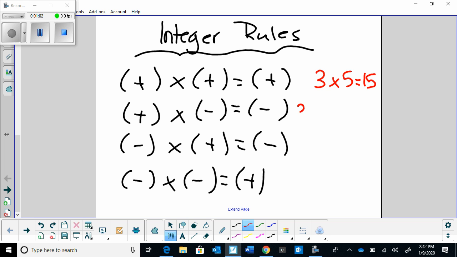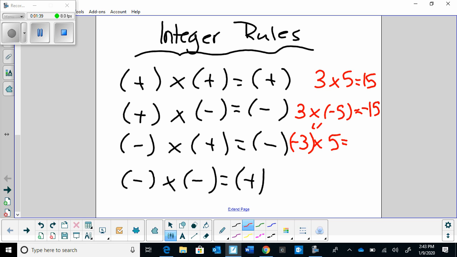But let's say I have positive 3 times negative 5. Well, we said that means there's 3 groups of negative 5s. 3 groups of negative 5 is going to give me negative 15. And then the one below that, if it's negative 3 times positive 5, we always want to put brackets around our negatives as a good habit. Negative 3 times positive 5, well, that means the same thing. These two are equal. They mean the exact same thing.